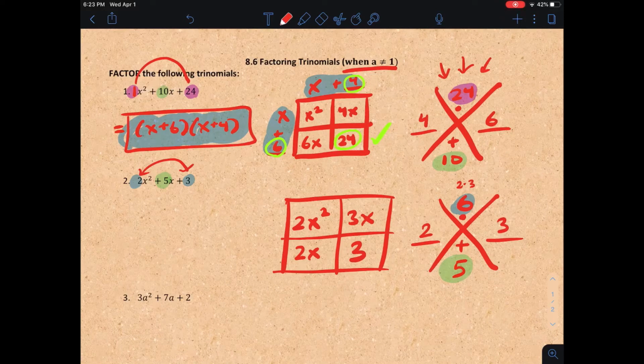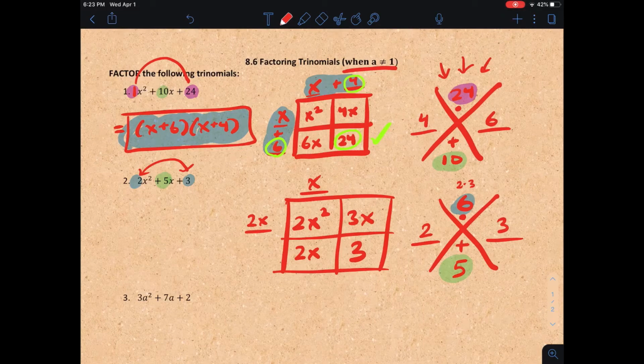And now this is where things get a little bit trickier. Because in the previous example, I knew that this was going to be x and x, right? Like that was nice because x times x is x squared. But if you look here, I have a couple different options for what can multiply to 2x squared.